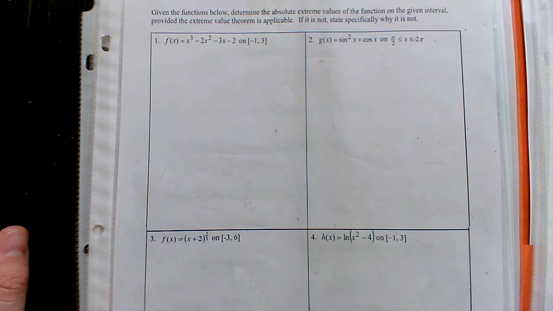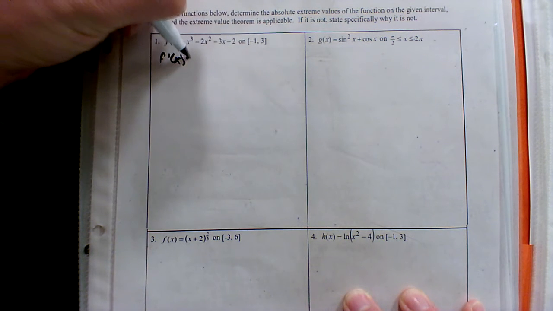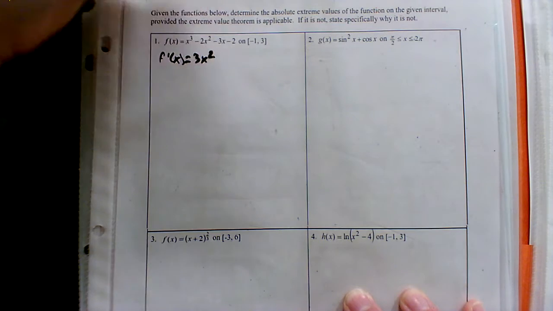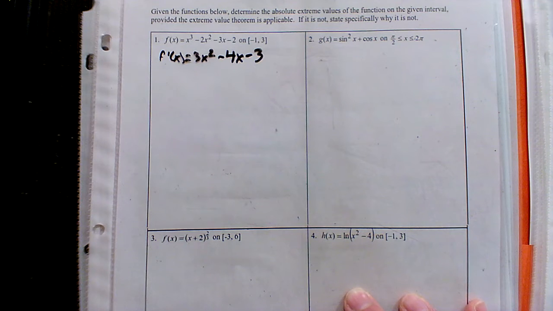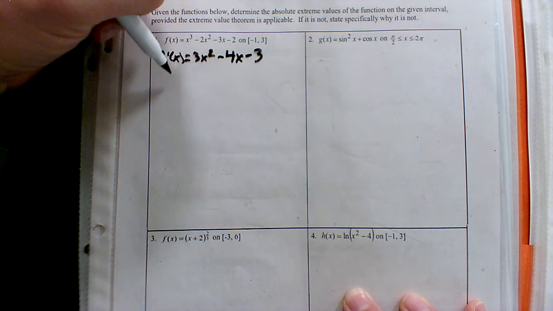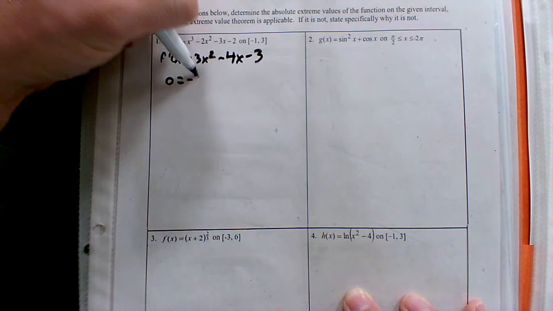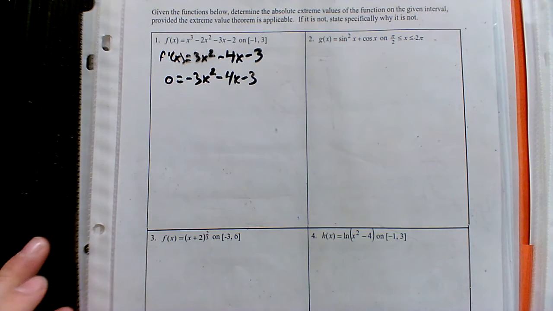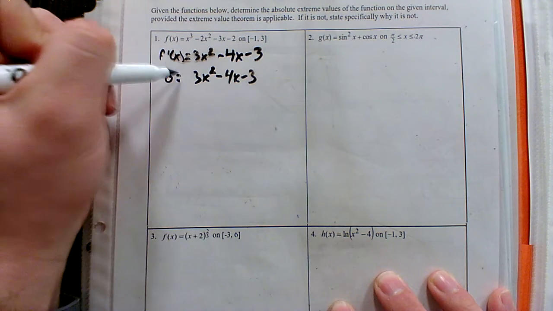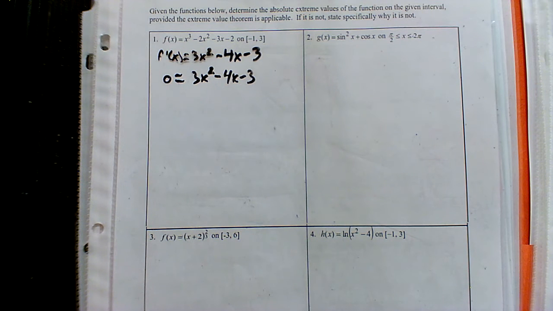So the first thing we need to do is, how do we find our critical points? Find the first derivative. So let's go ahead and find the first derivative. 3x squared minus 4x minus 3. And we have to set that equal to 0. Is there any combination that will allow us to factor this? This is positive, not negative, sorry. There we go. Is there any combination that will allow us to factor that?